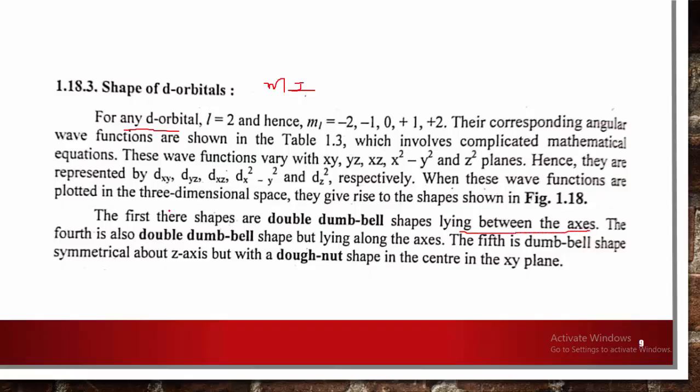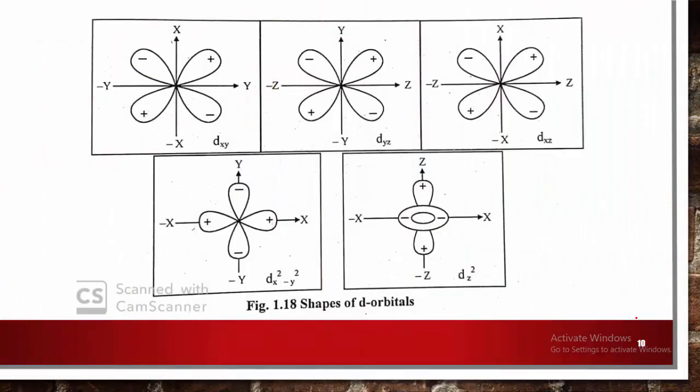But the fourth is again a double dumbbell shape, lying along the axes. The fifth is a dumbbell shape symmetrical about the z axis, but with a doughnut shape in the xy plane, directly through the z axis. This is very important, try to understand. Here x is there, y is there, and in between the planes is the double dumbbell shape. Previously we saw the p orbital as a single dumbbell; here there are two dumbbells, called a double dumbbell shape.